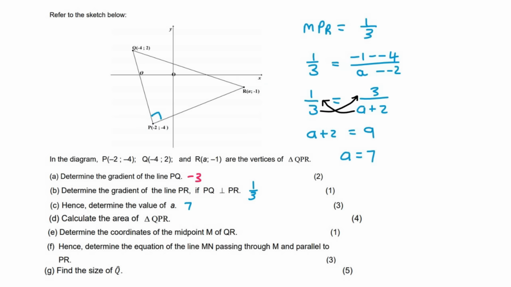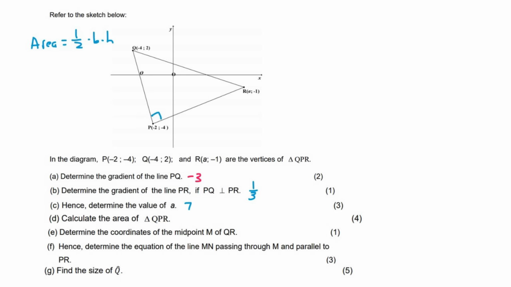Question D, calculate the area of triangle QPR. Now, triangle QPR, we can just use the area formula, which is a half base times height. And so the base and height would be this line and this line. It's always the two lines that make 90 degrees. It doesn't matter which one you choose as the base and which one you choose as the height, as long as you are choosing the two lines that are 90 degrees with each other. So what we need is to calculate the length of the base, and calculate the length of the height.